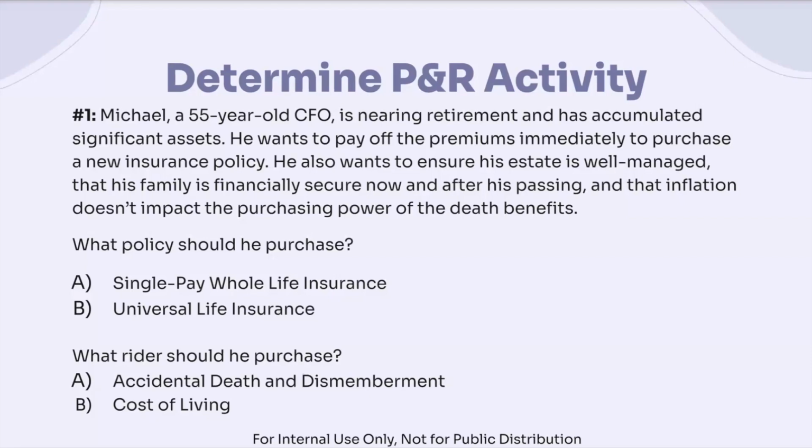All right. So for this one, we're taking a look at the policy first. If we see that he wants to pay off the premiums immediately, that would be a single pay whole life, no matter what, because we're looking for that lump sum payment that we've talked about before with life insurance. And the rider, what we just talked about in this topic, the cost of living rider would be most appropriate, because he wants to make sure that inflation doesn't impact the purchasing power.